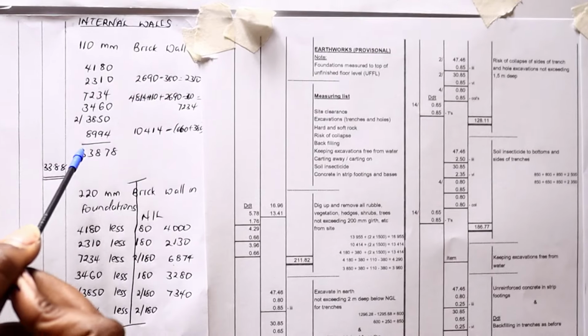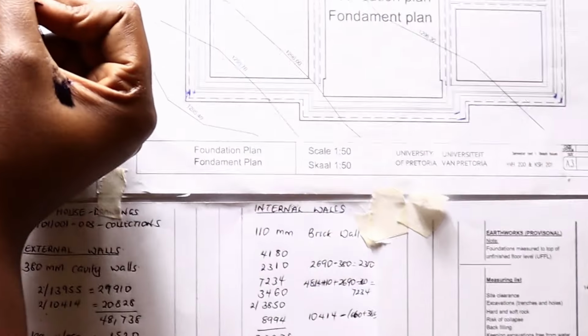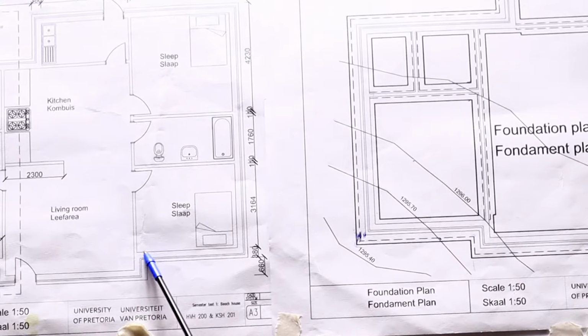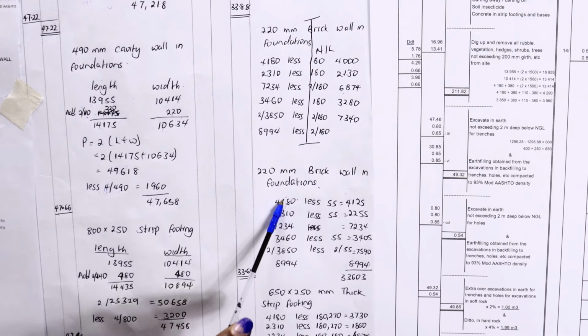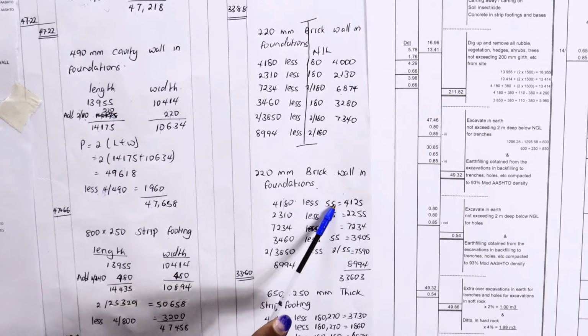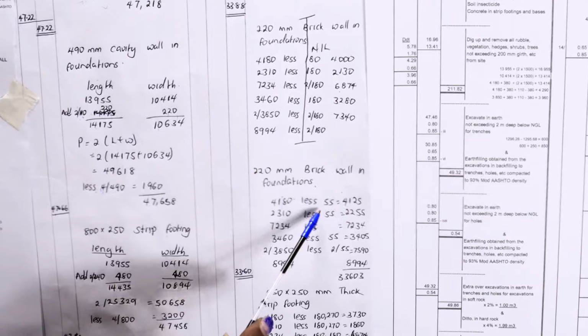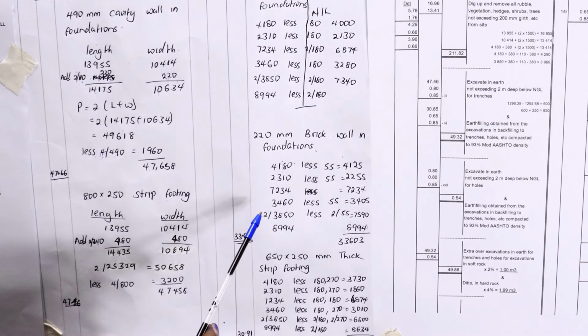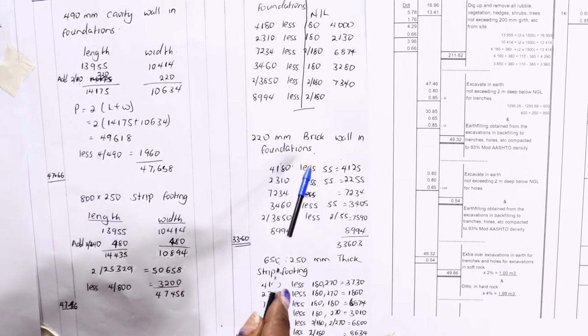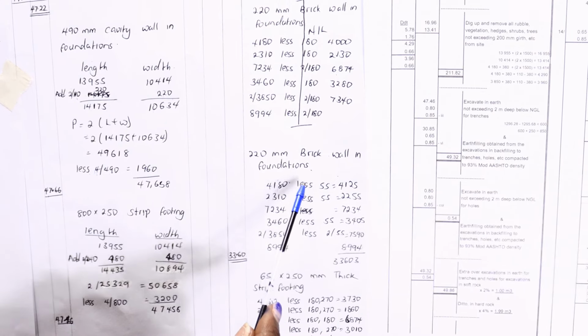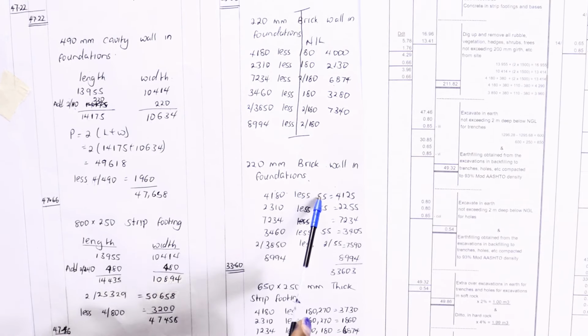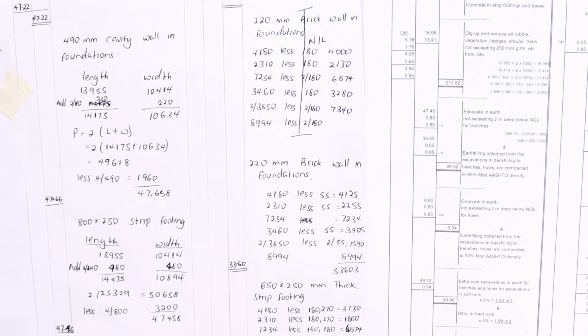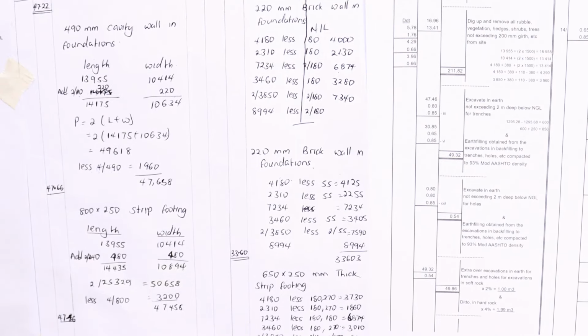Okay, then the other wall is from here up to here. All right, how long? 4180 less 55. And that 55, we have said, is the spread of the wall on the outside. So it shall be 4180 less 55. It is 4125. Then we go to the next wall.